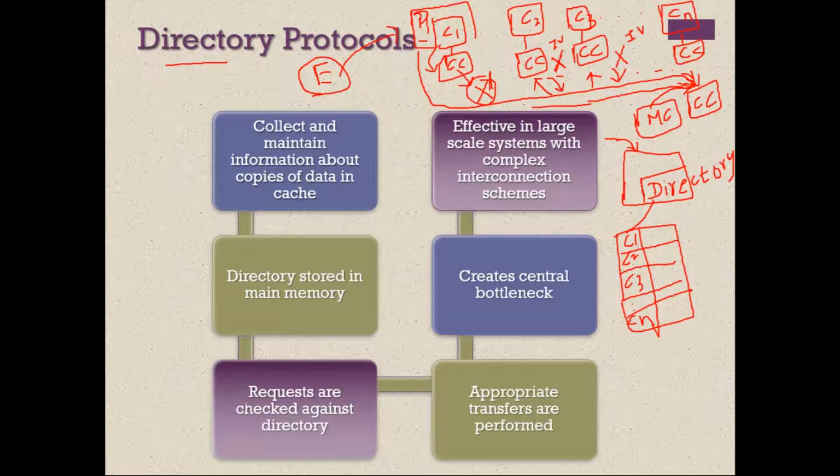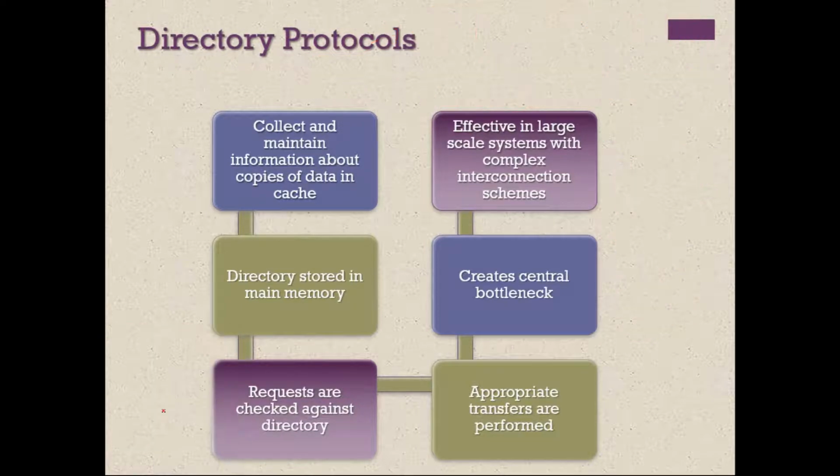So this is how the directory based protocol works. This just shows briefly what the directory based protocol is, but whatever we have discussed now is the whole concept. It collects and maintains information about the copies of data in each cache. That is, it maintains a directory in the main memory which contains information about what is stored in each cache. Every request is checked against the directory, or you can call it the centralized controller.